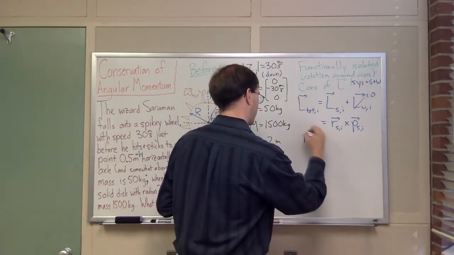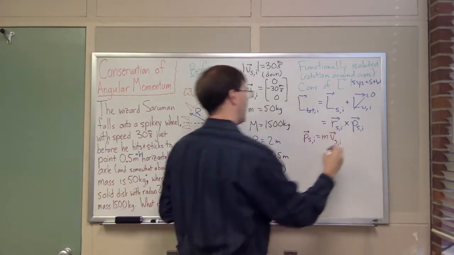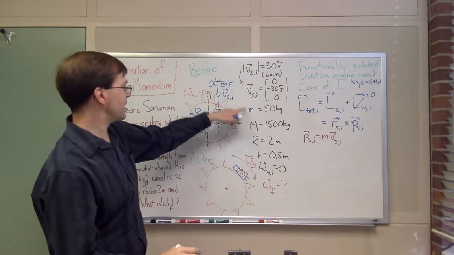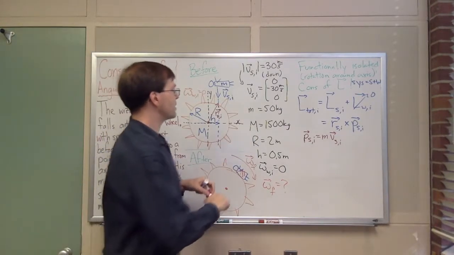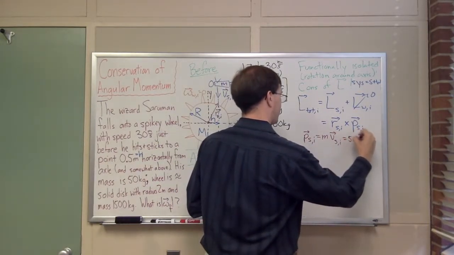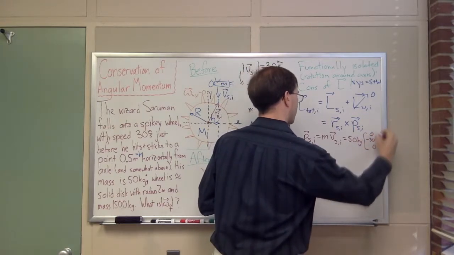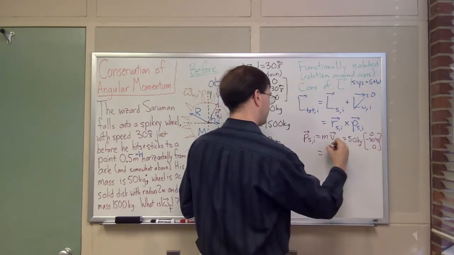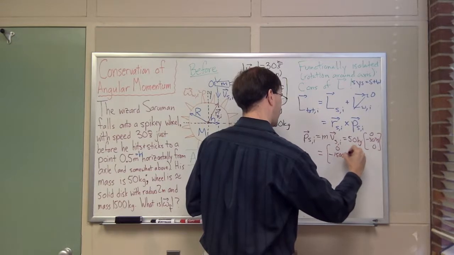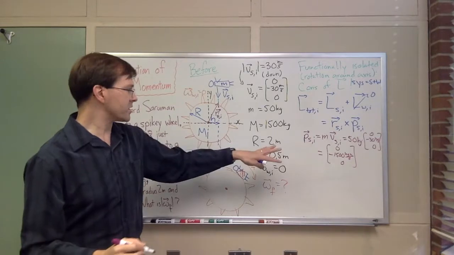P Saruman initial is mass of Saruman times V Saruman initial. And we can just multiply it in. His mass is 50 kilograms times negative 30 meters per second. This would be 50 kilograms times 0, minus 30 meters per second, 0 vector, which would be 0, minus 1,500 kilogram meters per second, 0. That looks like a vector to me. Or I could just call it mv.